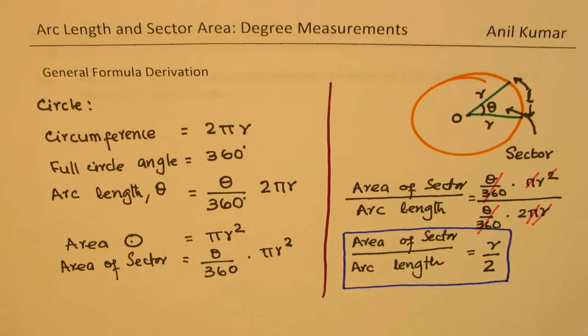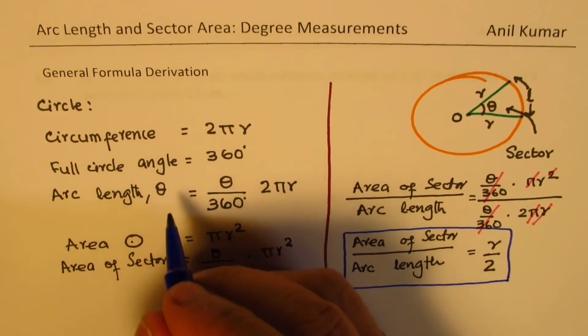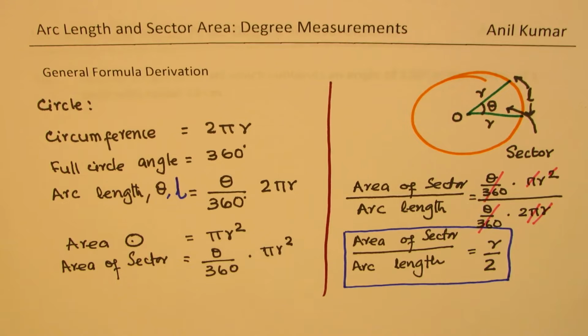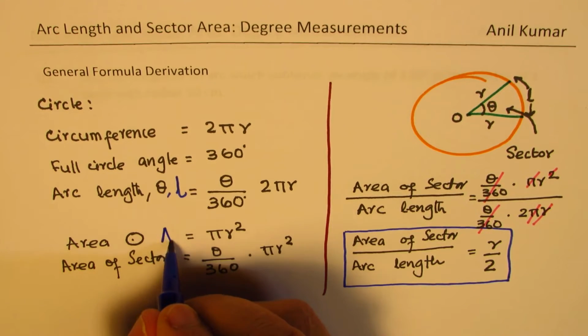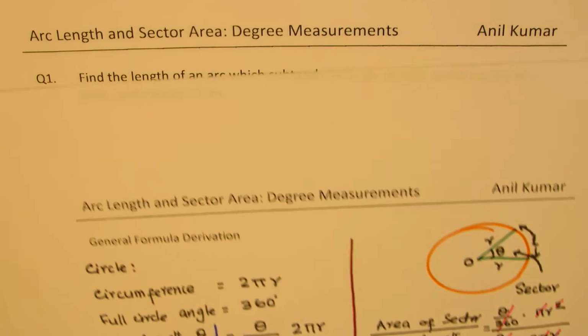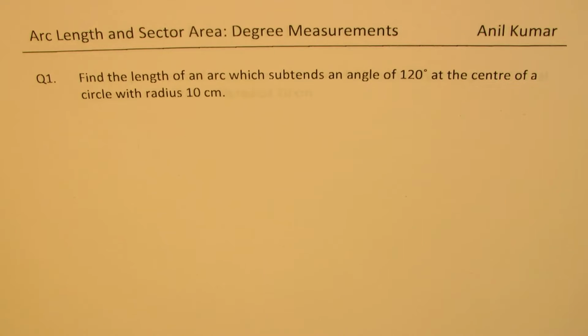So I hope the general formulas are absolutely clear. The arc length for an angle theta, I have written right here, arc length is always given L, right? So L is the symbol for arc length. And for area of a sector, we will say area of a sector with A and subscript S. Is that clear to you? And we also figured out that area of sector over arc length for the same angle and radius will be half of r. Okay, now let's begin to solve our questions one by one.